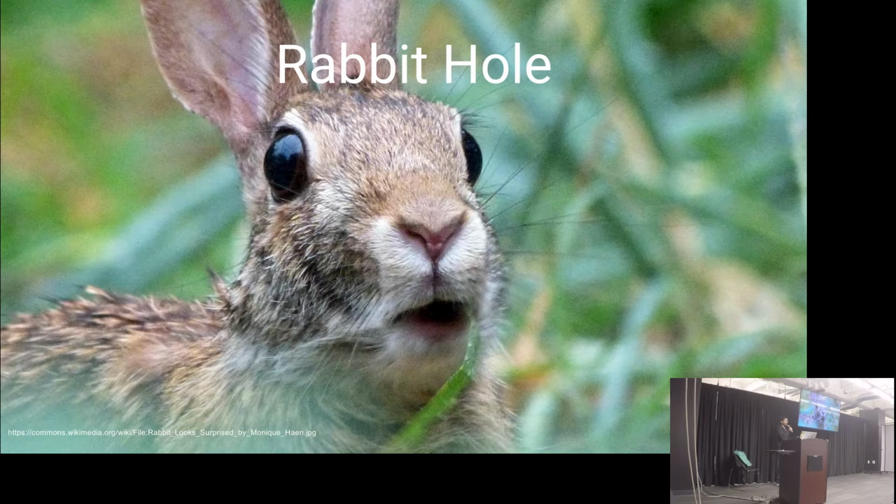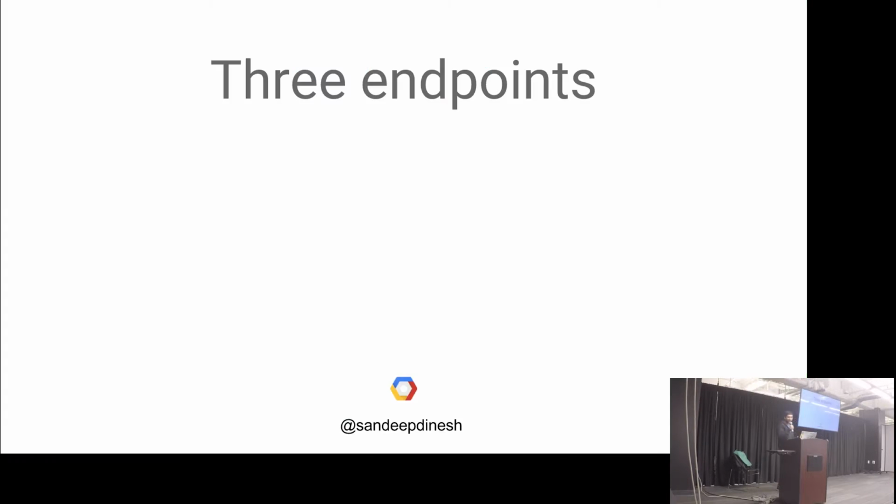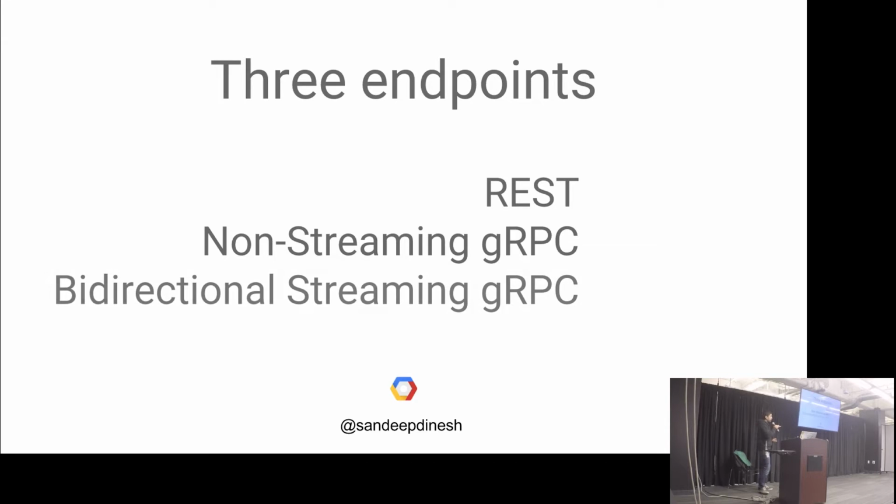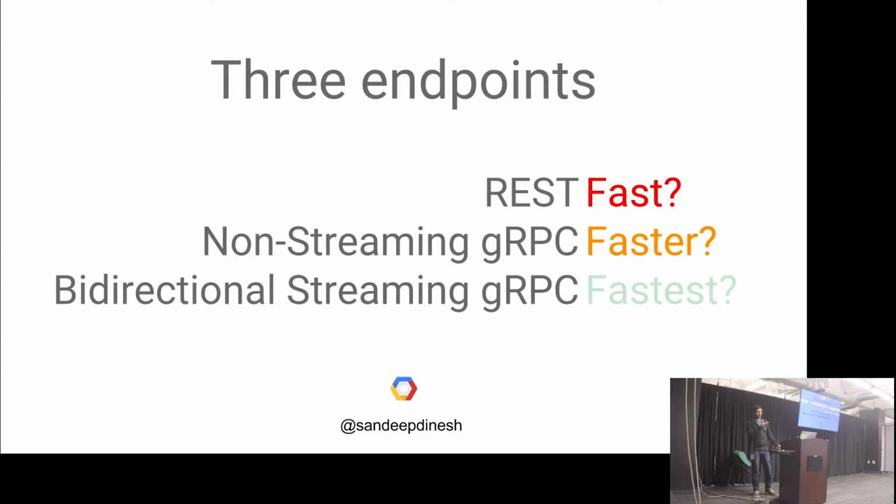This is when I went down that rabbit hole. We all go down. Oh, wow. All right, I can do better. So 3 endpoints. REST. Non-streaming gRPC. So when you use gRPC, normally you would do a request and response. And then there's also the bi-directional streaming gRPC, right? So this keeps a pipe open and just sends packets in that same pipe, kind of. I thought REST would be fast, non-streaming would be faster, and streaming would be the fastest. Pretty reasonable assumption, I think, right?